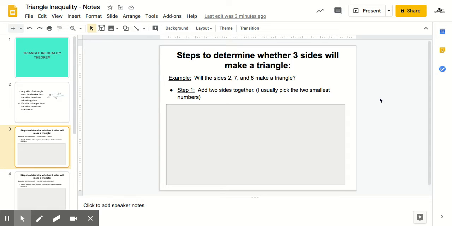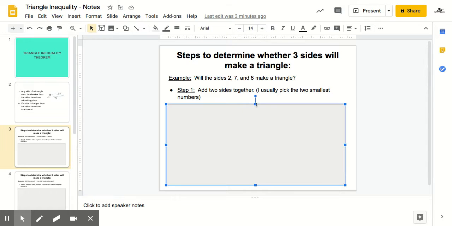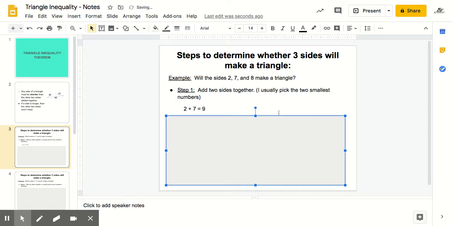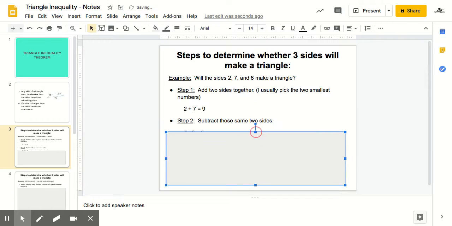Well, our first step is to add two sides together. Now, you can pick any of these two sides. I usually pick the two smallest numbers, but again, it doesn't matter. But for all these examples, I'm going to use the two smallest numbers. So I'm first going to add up the two smallest numbers, which is 2 and 7. When I add 2 and 7, I get 9. Okay, that's step one. Now we go to step two.